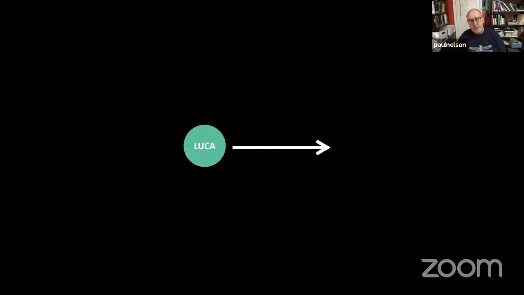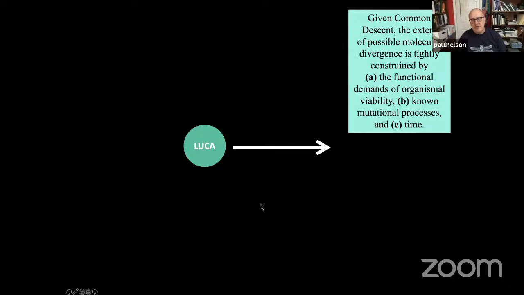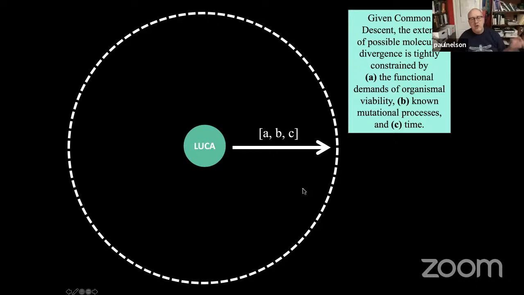Luca, as I told you at the beginning, creates theoretical expectations for us. If Luca existed, we can project a radius from it that is defined by three things: the functional demands of viability, there's no dying in evolution, known mutational processes, and time. If we can define these with rigor, we can project a radius over 3.8 billion years that tells us we should not expect to observe genes and proteins outside this sphere. There just hasn't been enough time, and evolution is not unconstrained. It's not an unconstrained process.